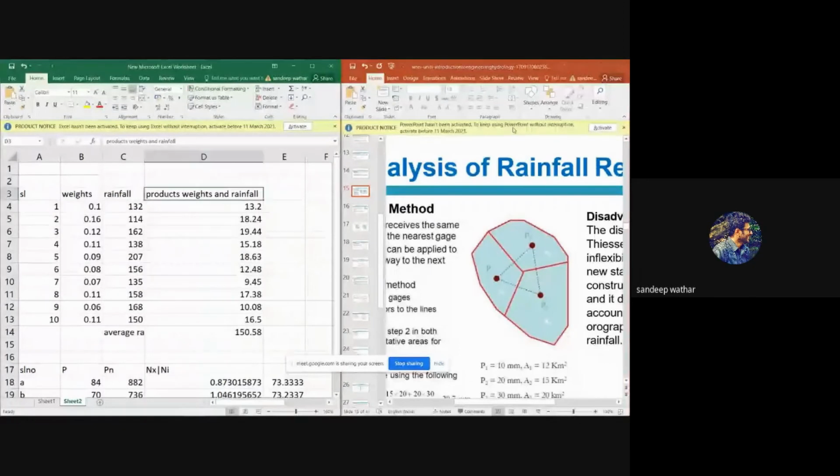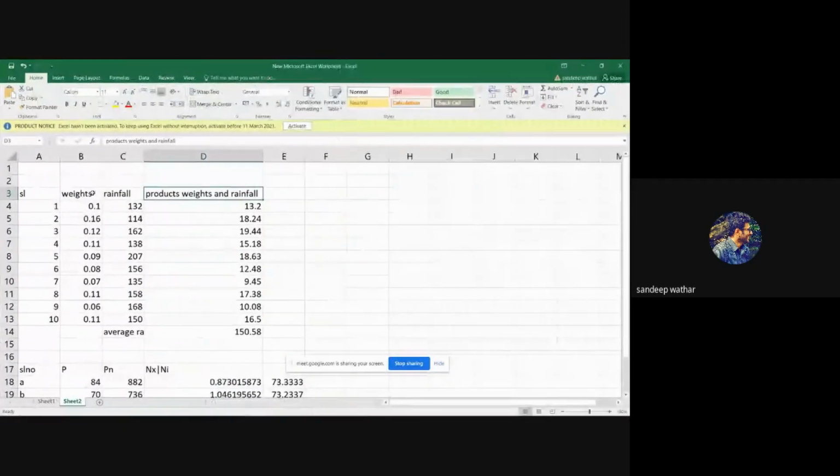Now in this problem, what he has done is that he has directly given you the weights. So the weight here is representing A1 divided by A. A is already given to you, which is 6000 square kilometer. So don't need to worry. The weights are already given to you.